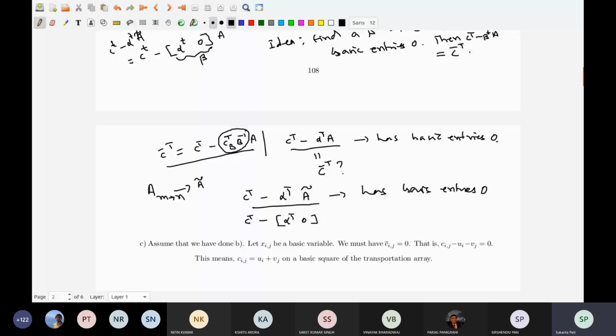Because here in A I have included the last row, but the corresponding entry I have made 0, and these two expressions will be the same vector only. So the idea is that the moment you can get a beta transpose such that C transpose minus beta transpose A has all basic entries 0, then you have computed the C bar. The C bar transpose is nothing but in that case C transpose minus beta transpose A.